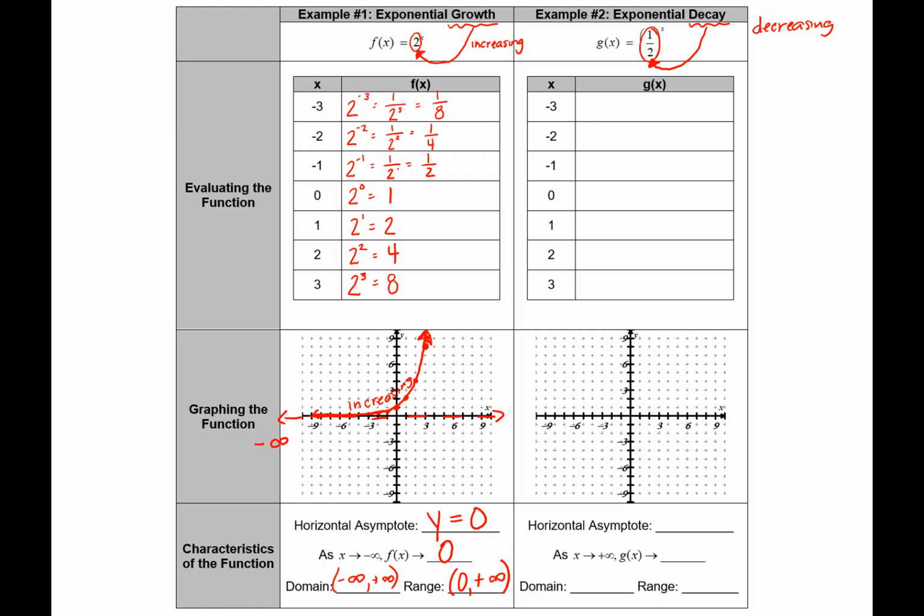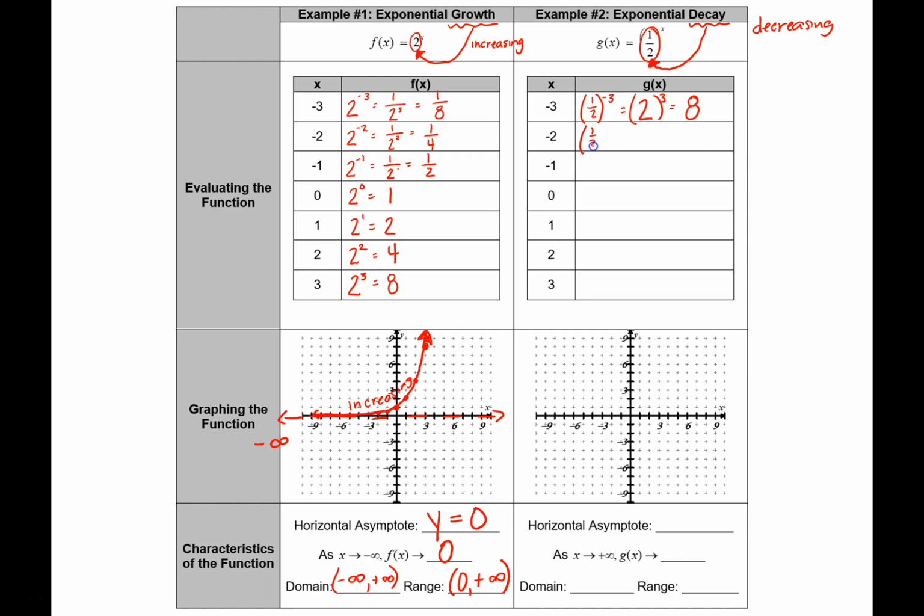So now let's look at a decay. Remember this one, because we have that fractional base, we're going to have a decreasing line. So let's plug in each of our x values. If we put in 1/2 raised to the -3, remember that flips the fraction, so the 1 goes to the denominator and the 2 comes up to the top, so it's 2/1, and then that's raised to the 3rd power, so that's just 8.